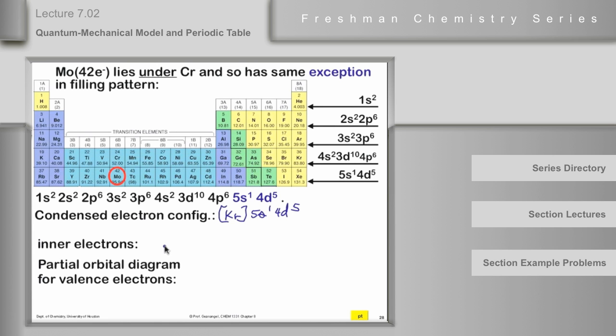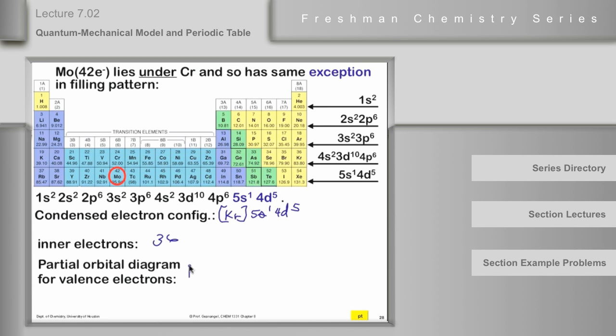Any questions with that? Why is it not 4d4 on molybdenum? For the same reason that chromium wasn't 3d4. Filled or half-filled subshells are more stable than partially filled. Good question. Thank you. Okay, then the number of inner electrons is that of chromium, so that's 36.